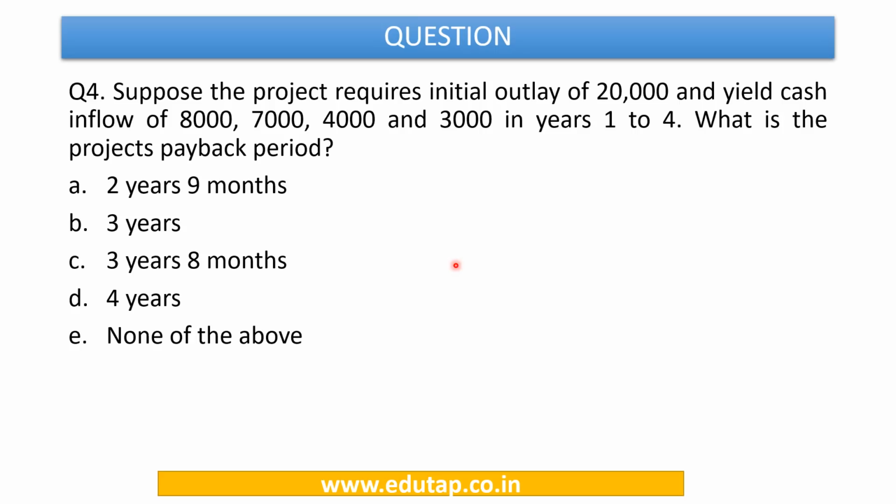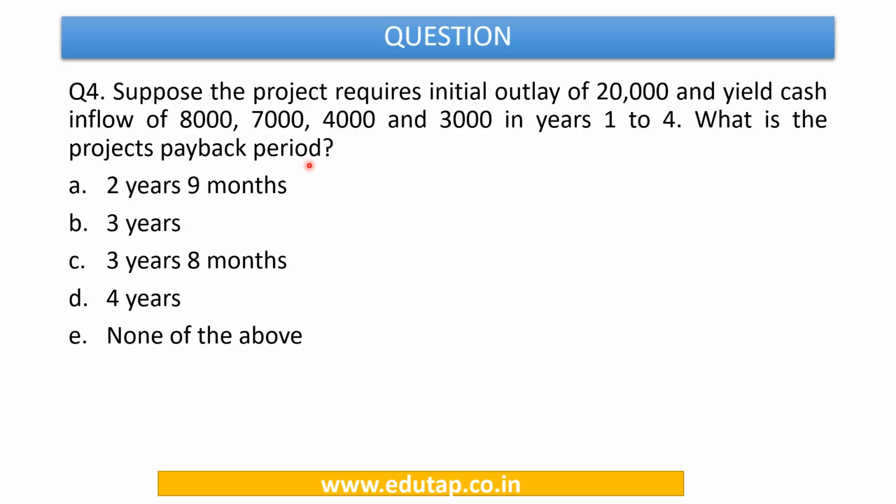Now let us move to the next question. Suppose there is a project which requires an initial outlay of 20,000 and it yields cash inflows of 8,000, 7,000, 4,000 and 3,000 in years 1 to 4. What is the project's payback period?